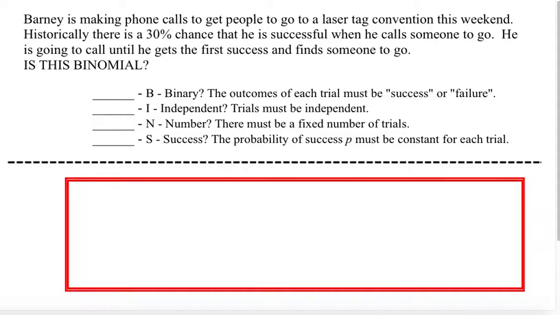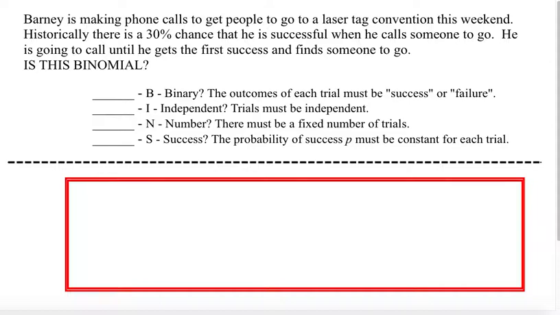Okay, so to get you to understand what geometric is all about, this is my first example. It says Barney is making phone calls to get people to go to a laser tag convention this weekend. Historically, there's a 30% chance that he is successful when he calls someone to go. He's going to call until he gets the first success and find someone to go. I hope you understand this reference. This is from a very popular TV show.